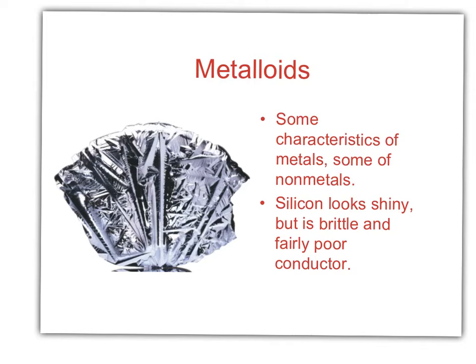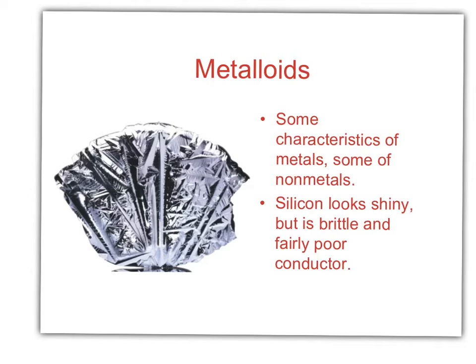So metalloids are in between the metals and the nonmetals. They have some characteristics of metals and some of nonmetals. Here we see silicon, which is shiny, but it's brittle, and it's a pretty poor conductor. Now you might ask, why are we calling it a poor conductor? Isn't Silicon Valley built around the idea that silicon is a tremendous boon to the electronic industry, which relies on electricity? So let's talk a little bit about what a semiconductor is.